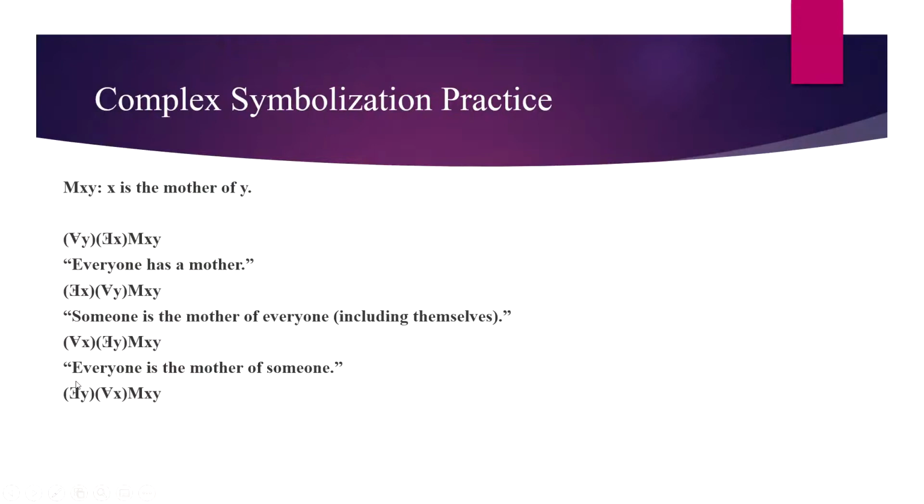Now we have there is some y such that for all x, x is the mother of y. So there's some unique y such that everything is the mother of it, right? There's some y such that everything else is the mother of that y. So put in natural English the best way I can, it's saying someone is the child of everyone, including themselves, right? Everyone, including themselves, is the mother of this unique someone, which is quite odd, right?